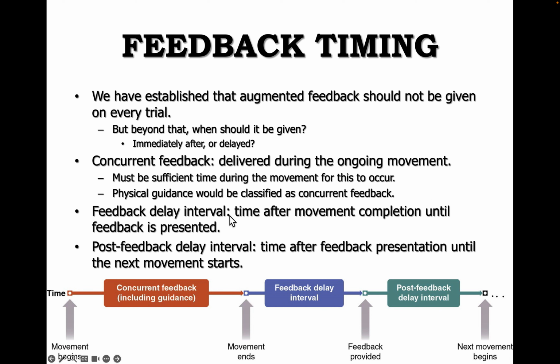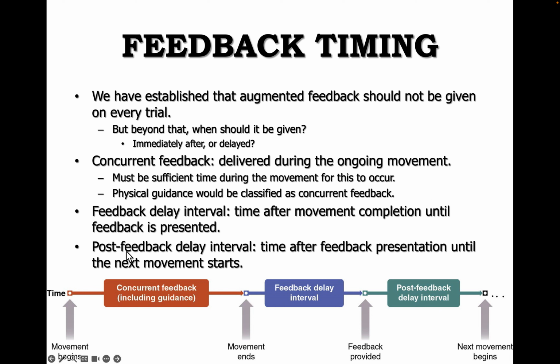Now the feedback delay interval is the amount of time after the movement has completed until the feedback is presented. So maybe, for example, we do a vertical jump. This will be in the red part. Then let's say we wait a few seconds, and then we give information about that vertical jump: you jumped 20 inches. Or maybe we waited 3 minutes after the vertical jump, and then they're told, hey, you jumped 20 inches. So that's the feedback delay interval: from the time the movement stops until the feedback is given.